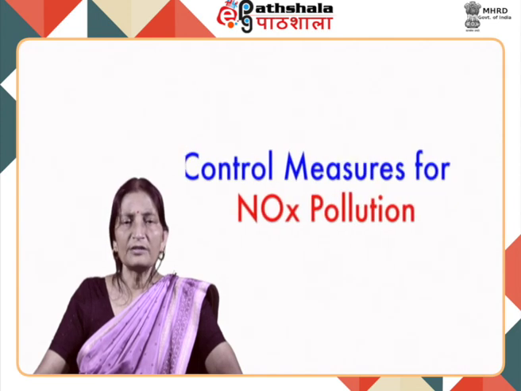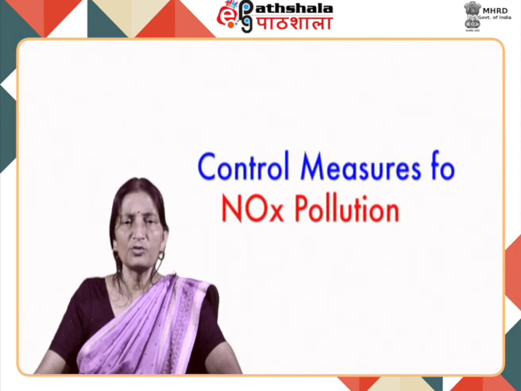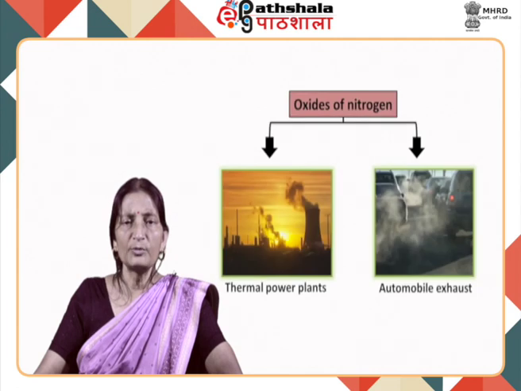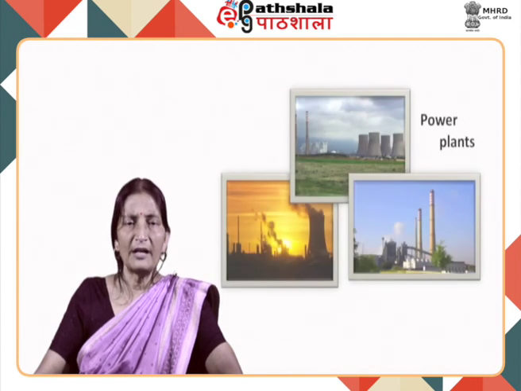So let's have a look at control measures for NOx pollution. To remove NOx pollution due to its two major sources, that is thermal power plants and automobile exhaust, control measures have to be put in place in both cases. In power plants, there are several ways of reducing nitrogen dioxide emission. One of them is reducing combustion temperature. Combustion temperature can be reduced to control the NOx pollution.